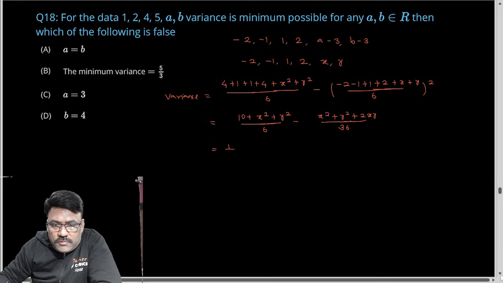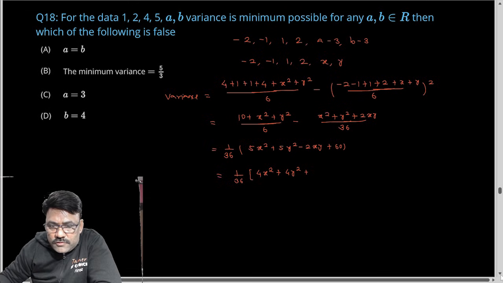LCM will be 36. So now it is 1 by 36. You will get 5x square plus 5y square minus 2xy plus 60. And now you can write it as 1 by 36, 4x square plus 4y square, and then x square plus y square minus 2xy is x minus y whole square plus 60.